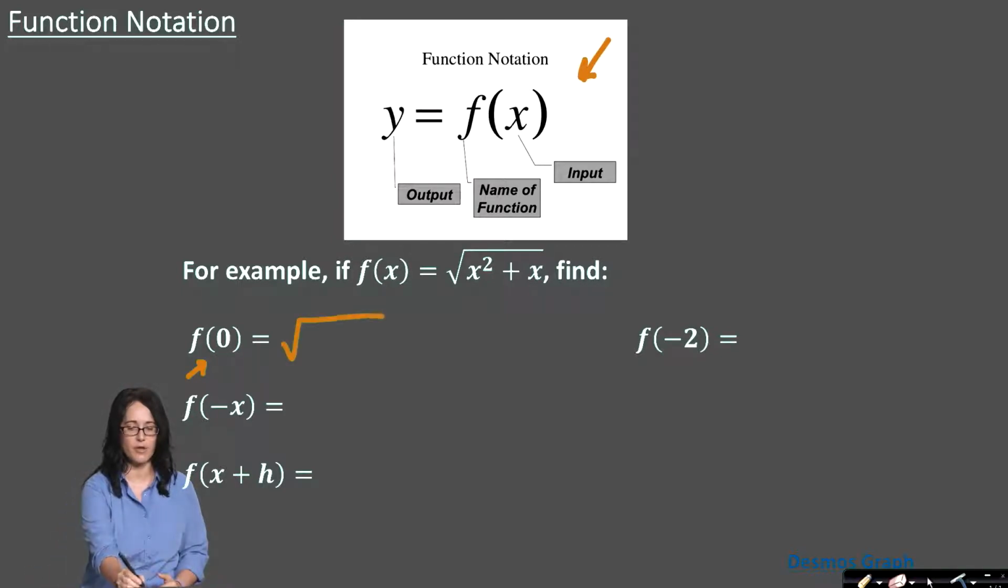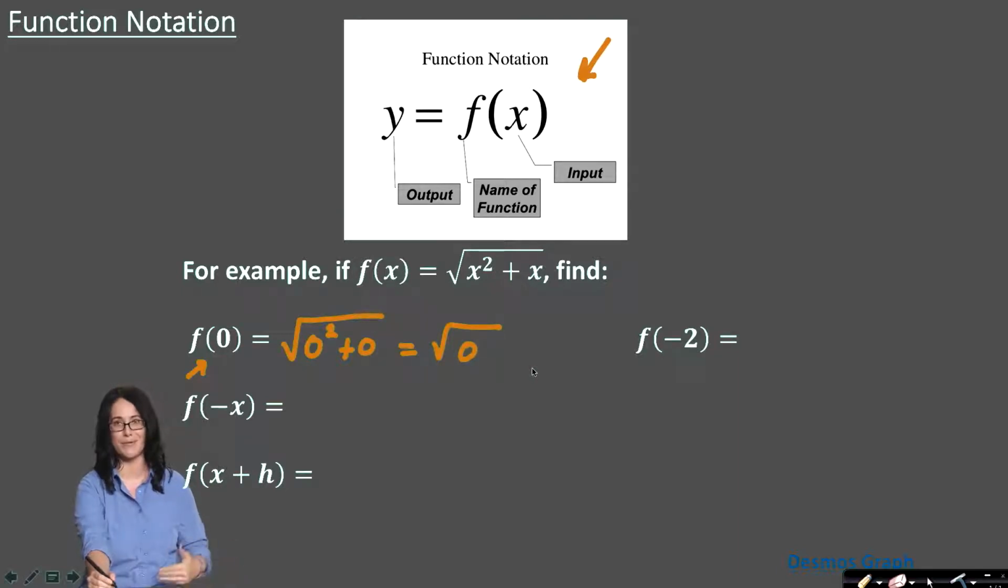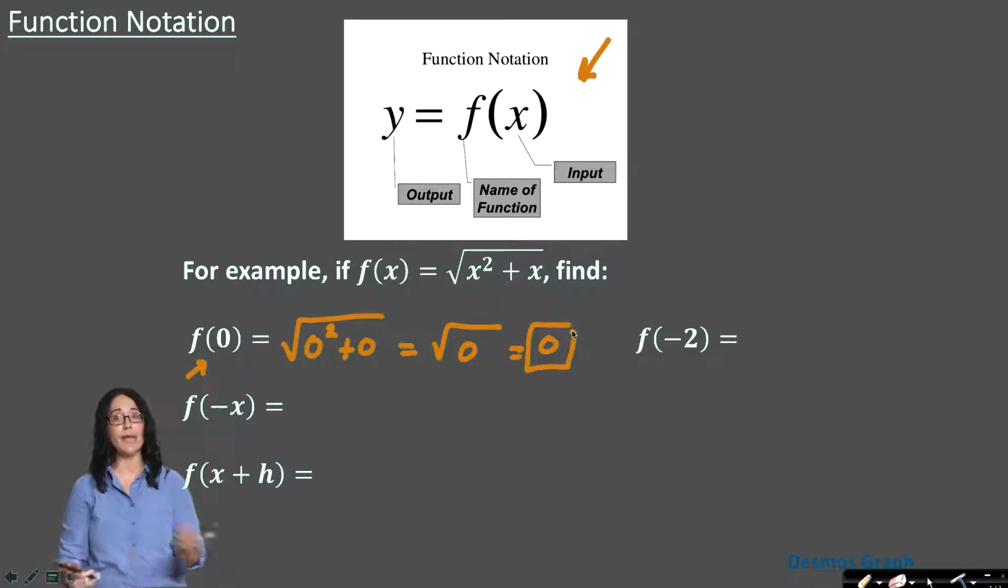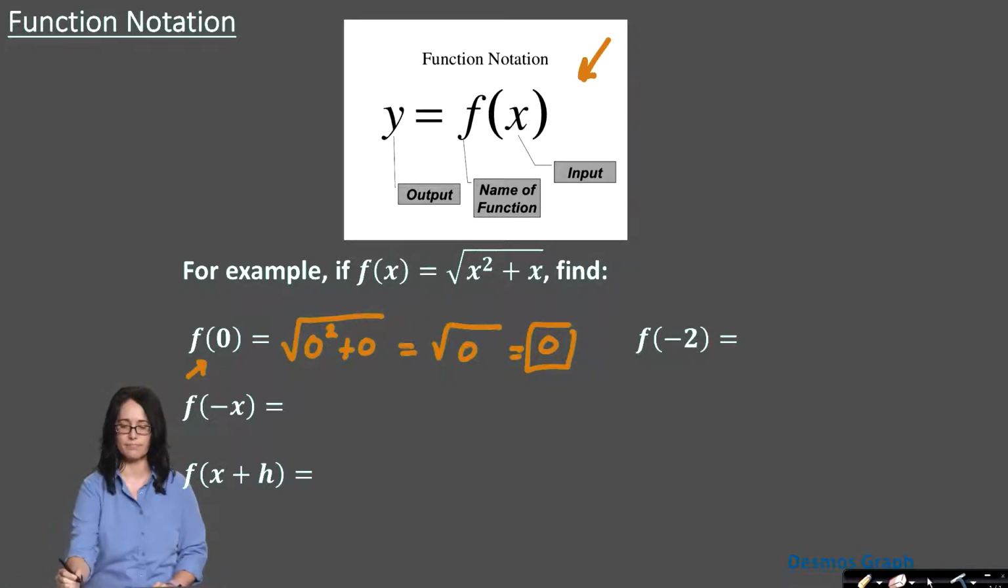Easy enough. We just get that the square root of 0 squared plus 0 gives me the output of the square root of, you got it, 0, because 0 squared is 0, adding 0 to 0 is still nothing. And square rooting 0 is just a boring 0. So if you input 0, the output is 0 into this function. What about f of negative 2? Go ahead and pause the video and try that on your own.